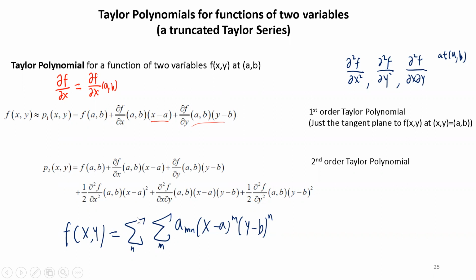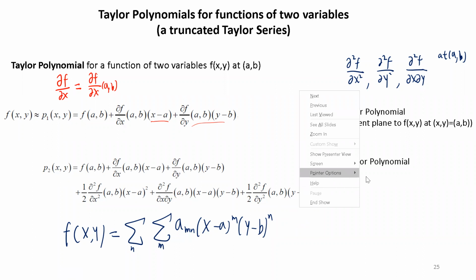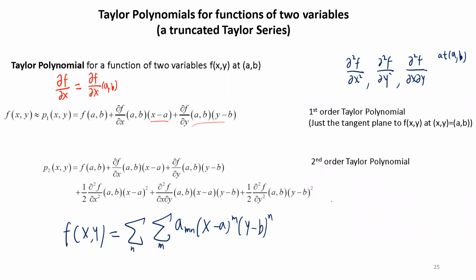If you go ahead and keep taking derivatives on both sides, and require that they have to be equal to each other, at x equals a, y equals b you are going to be able to figure out a_mn. I didn't write it here, but if you want the general formula, you can find that it looks something like this.